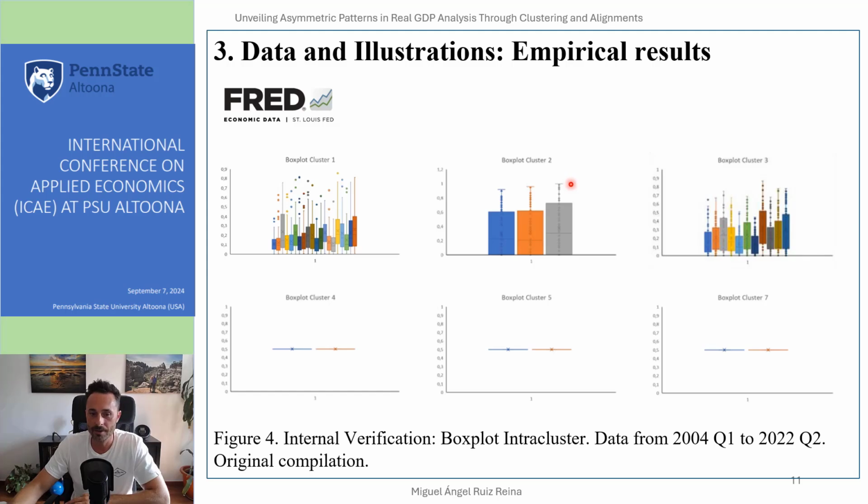And in summary, clusters 4, 5, and 7 exhibit high uniformity, while cluster 1 and cluster 3 display greater internal variability. Cluster 3 shows the most pronounced heterogeneity, and cluster 2 is characterized by a broad range of diversity, albeit still within an acceptable threshold, because the number is less than 1, as you can see here.